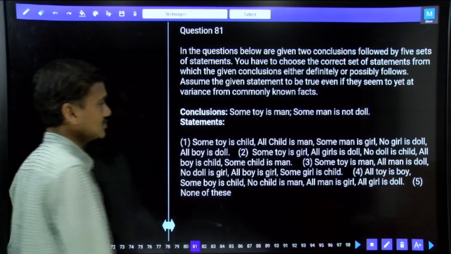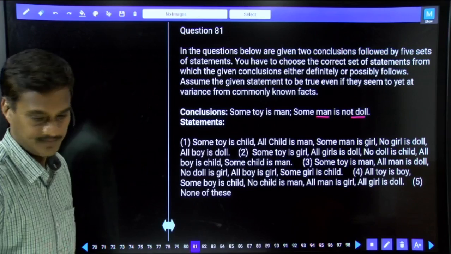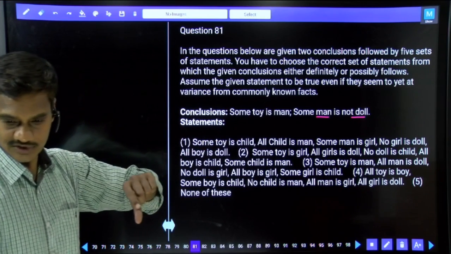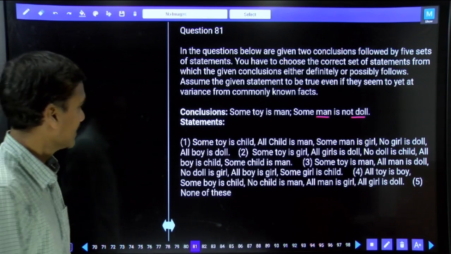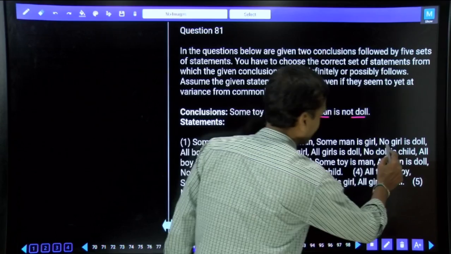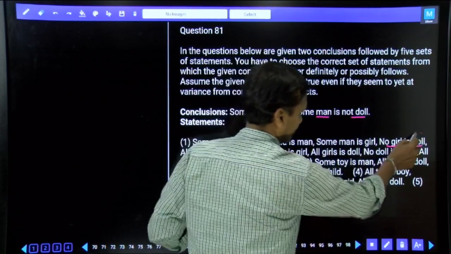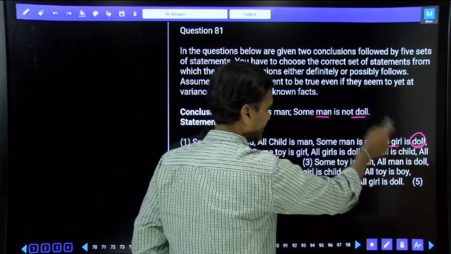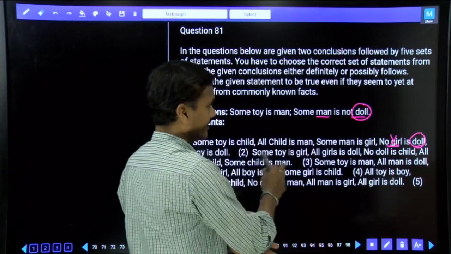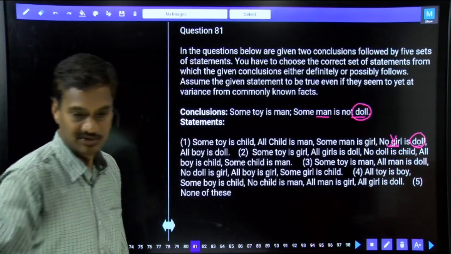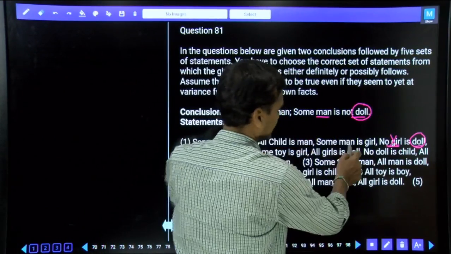Now, it says some man is not doll. First, we are going for what? A negative conclusion. Now, in order to get a negative conclusion, we need to have a negative statement, isn't it? Now, where is the negative statement we have? No girl is a doll. Now, if you compare these two, doll is present here. Here, doll must be as it is. Girl should go and man should come. And the statement must be in between man and doll. Any statement between man and girl? Yes, this is the statement.